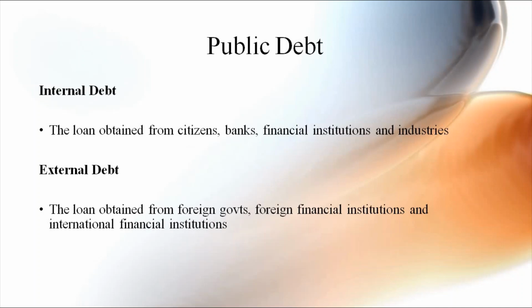Internal debt and external debt are the two types. What is internal debt? Loans obtained from citizens, banks, financial institutions and industries within the country are called internal debt. External debt, as the name itself says, is the loan obtained from foreign governments, foreign financial institutions and international financial institutions. So these are the money the government gets to fill the gap between income and expenditure, to fill the deficit budget.